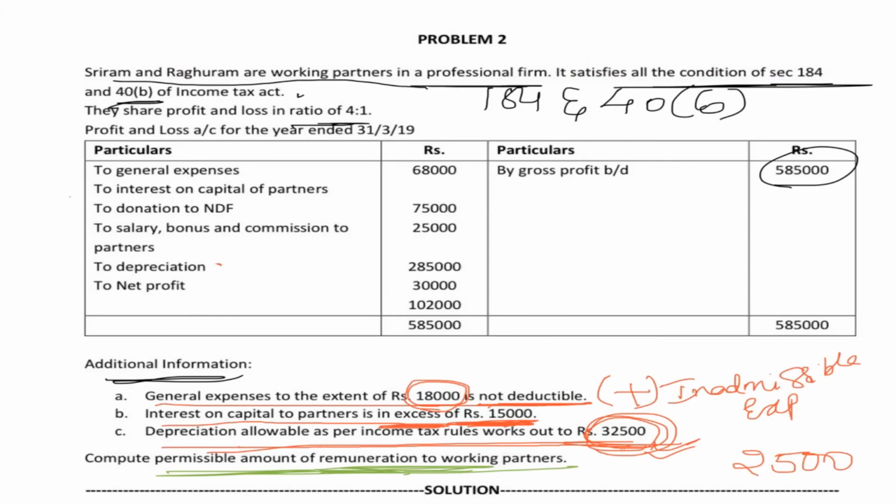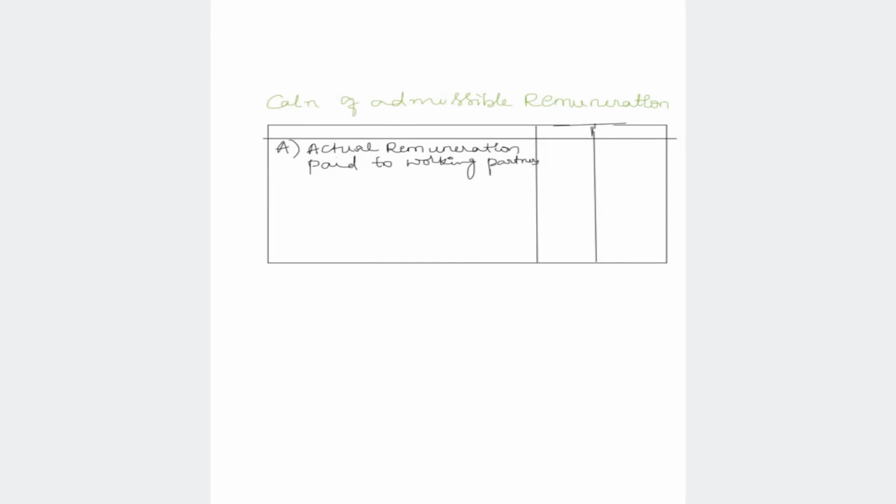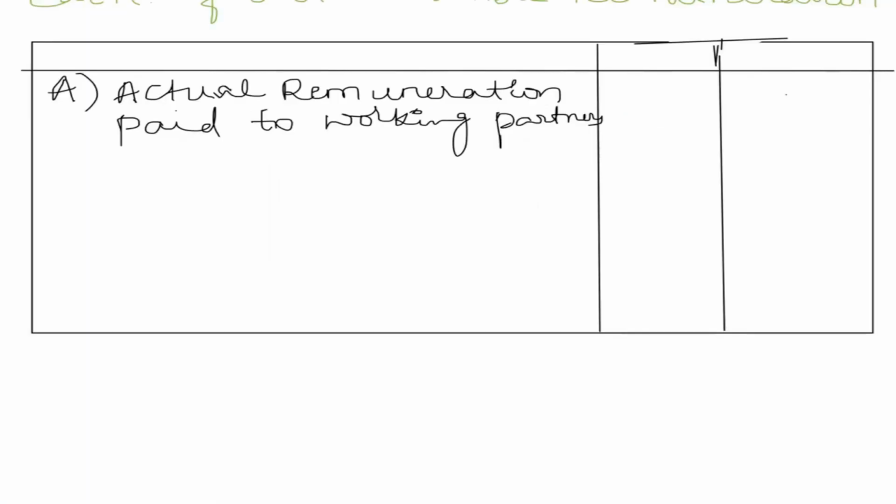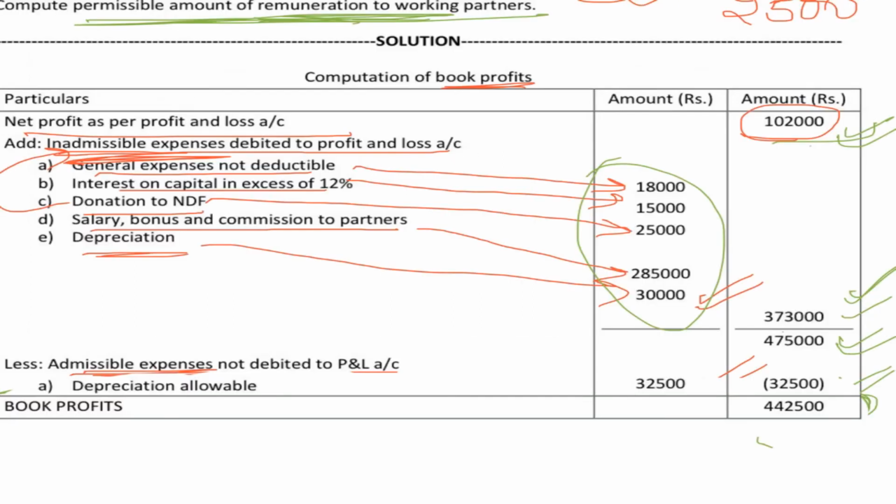So actual remuneration is 2,85,000, given in the form of salary, bonus and commission to the working partners. So you will directly consider 2,85,000 here. Second criteria is maximum limit. Now what is the book profit value we have in the problem? It's 4,42,500.